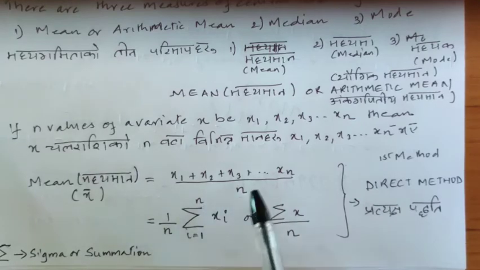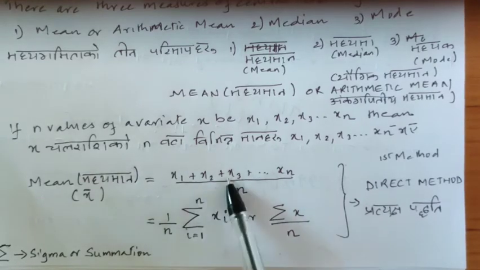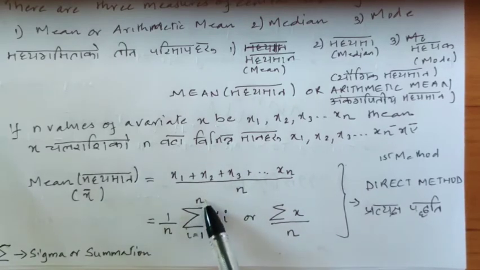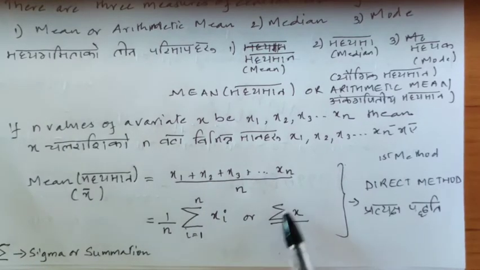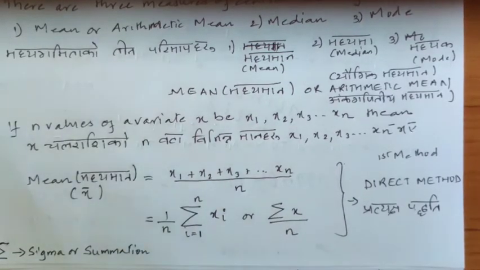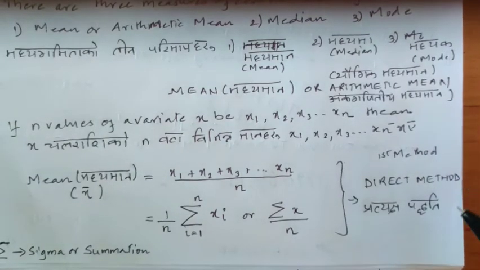Till n. Supposing we had only 4 digits, x1, x2, x3, x4, then it would be I equals 1, and it's going till where? Till 4. So summation xi. Or in another way you can write summation x by n. You can write it this way also. Did you all get it or not? So this method is called the direct method, or in Nepali it's called pratyaksh paddhati.